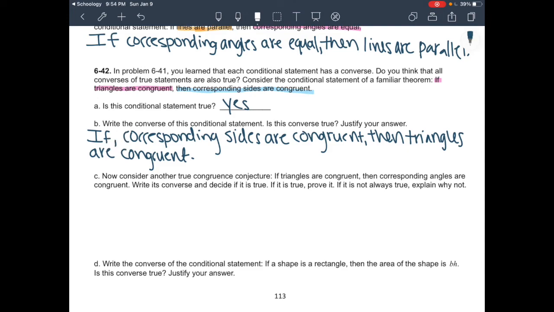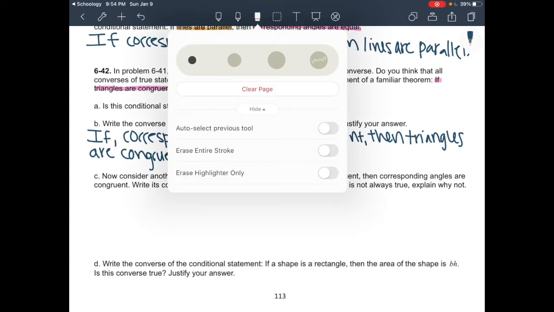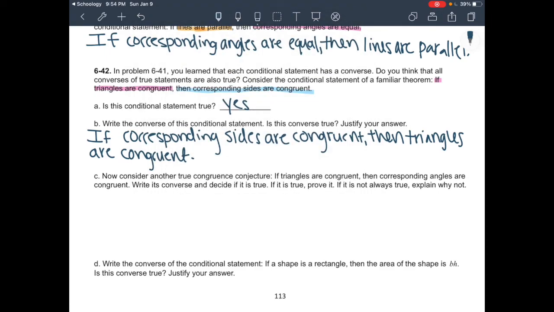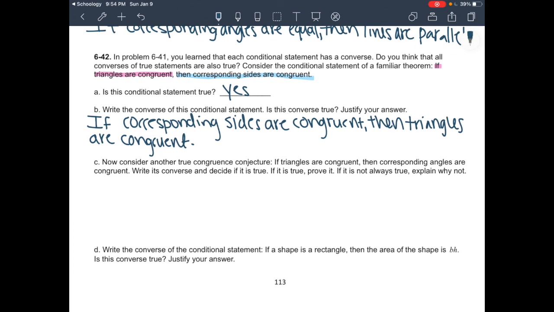That got too big. There we go. So if you have corresponding sides congruent in triangles, are the triangles going to be congruent? That's like looking at a picture like this where I've got 1, 2, and then 3 sides, sets equal to each other. Well, that represents side, side, side, and is side, side, side congruence a shortcut? Yes, so this statement is also true.